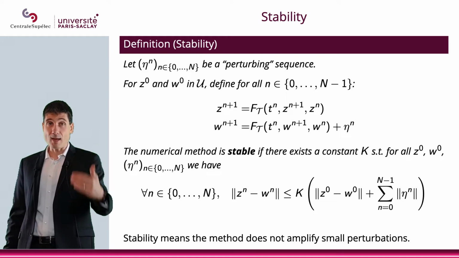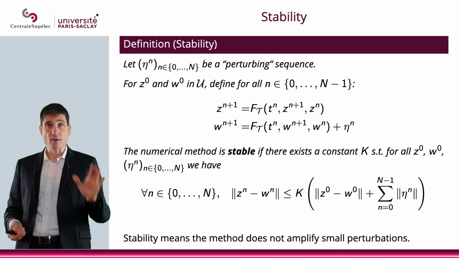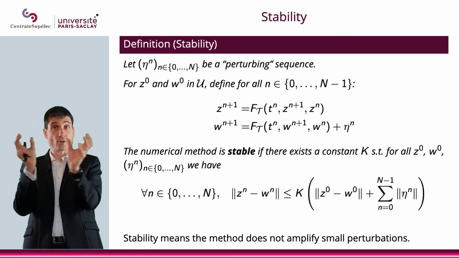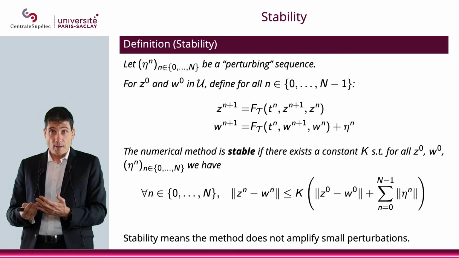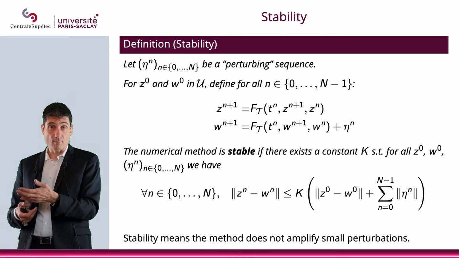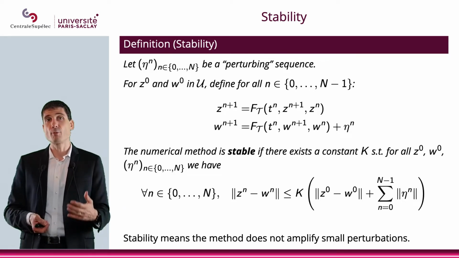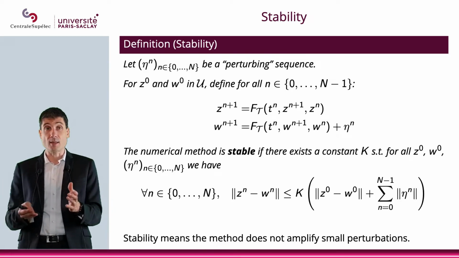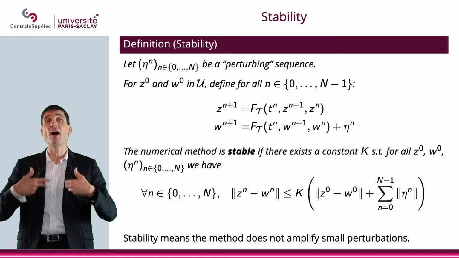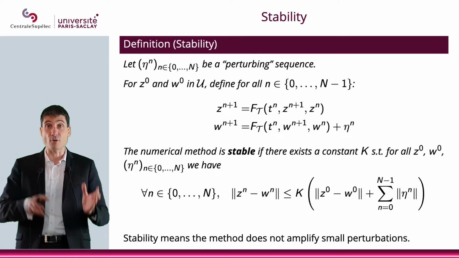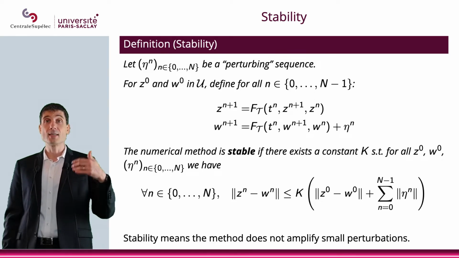Now, the numerical method will be stable if Zn minus Wn can be bounded by a constant times the distance between Z0 and W0 when we started the numerical scheme, plus the sum of the norms of the perturbations. So stability means the method will not amplify the small perturbations eta n. They will be there, obviously; we cannot do much better than that. We have perturbations that we don't know, but what we don't want is to amplify them with the numerical scheme. If we don't amplify these perturbations, then the method will be called stable.